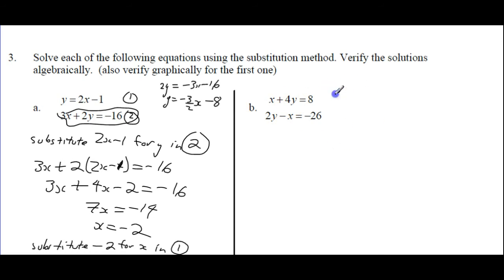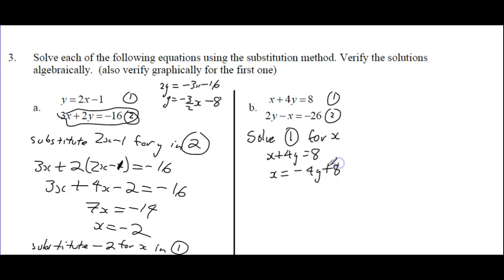Okay, this one. So number 1, number 2. I'm going to solve equation 1 for x. So x plus 4y is equal to 8. x is equal to negative 4y plus 8. I'm going to substitute, because that's the name of the solution method. I'm going to substitute negative 4y plus 8 for x in the other equation, in equation 2.